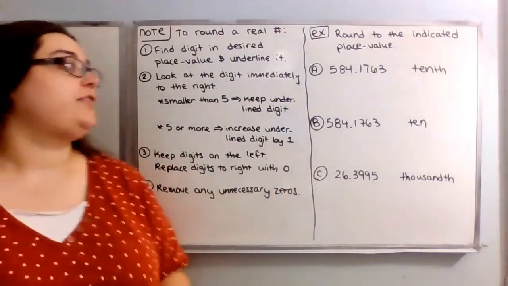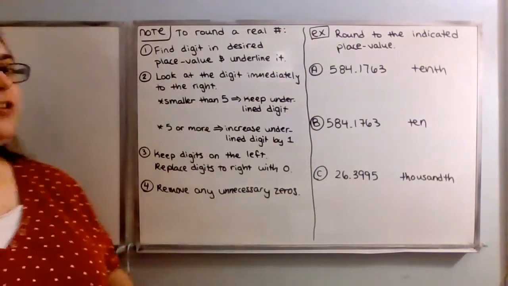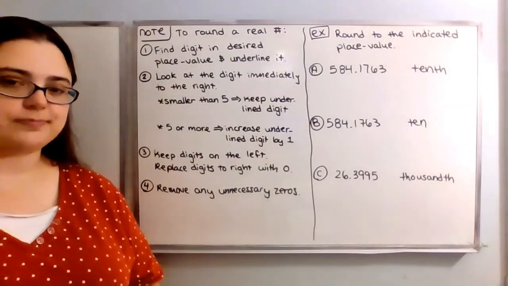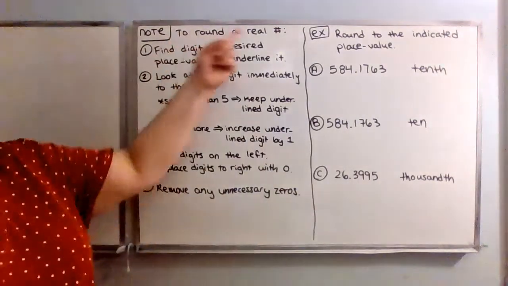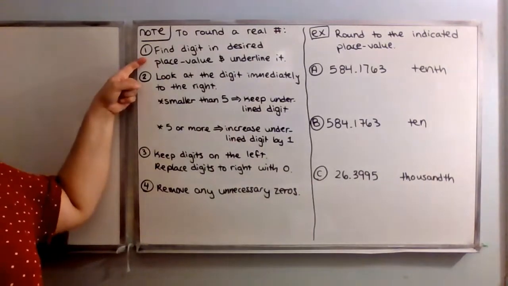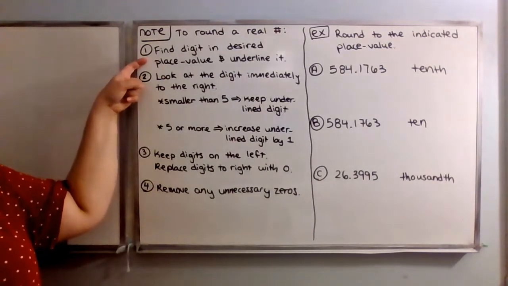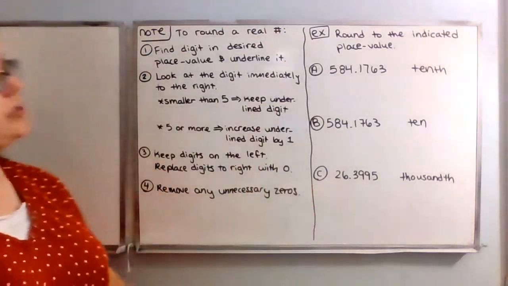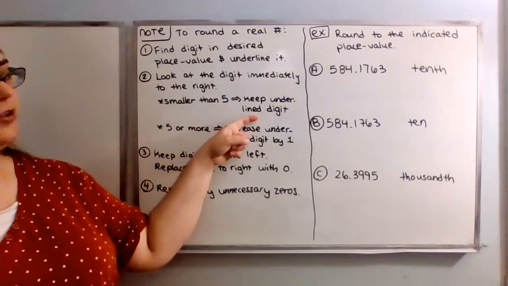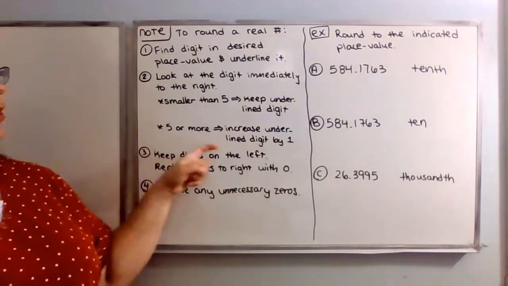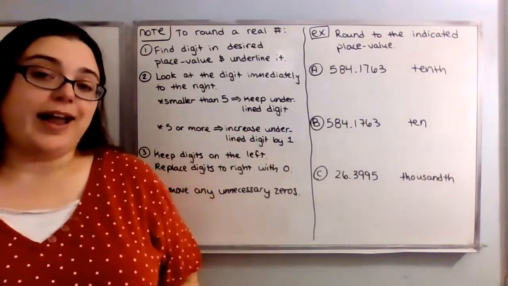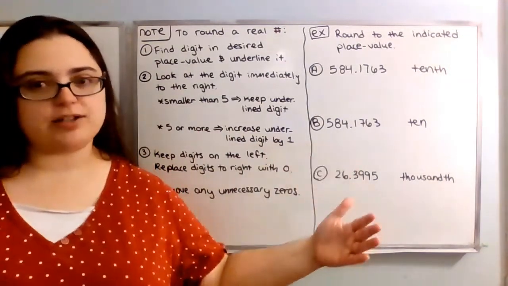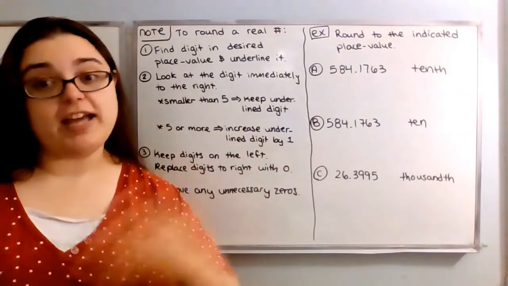If you want to pause the video here and copy down this note, feel free to do so. This is going to be our steps for rounding decimals or rounding real numbers. To round a real number, first we're going to find the digit in the place value we care about, and then we'll underline it. And then you go to the digit immediately to the right of the one we underlined. If it's smaller than 5, we're going to keep that underlined digit. And if it's 5 or more, we're going to increase that underlined digit by 1. And remember, in the past when we did this, if 9 is involved, that can sometimes create a chain reaction. So we'll make sure we do an example with that chain reaction here today.